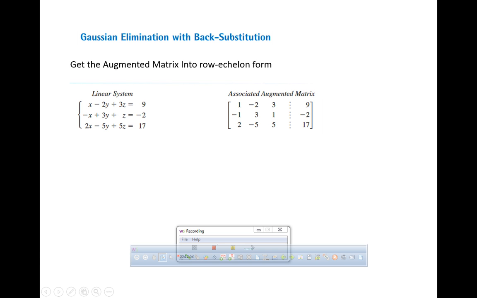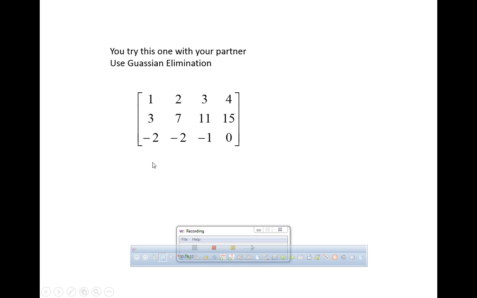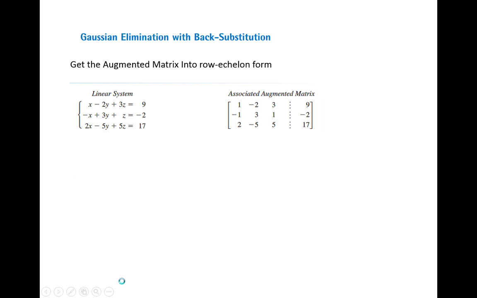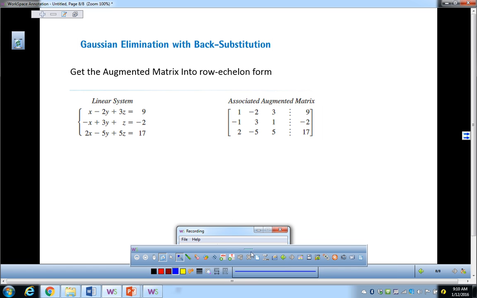There it is. Okay. So we want to put, whoops, sorry, don't try yet. Okay? Let's go back. Let's change colors here. Let's change to blue. So here's a system. Here's the associated augmented matrix. Everyone sees how I got from here to here? Easy enough. I just wrote the coefficients and then I wrote the constants over here. Now I'm going to try to get this thing into row echelon form so it's easy to solve.